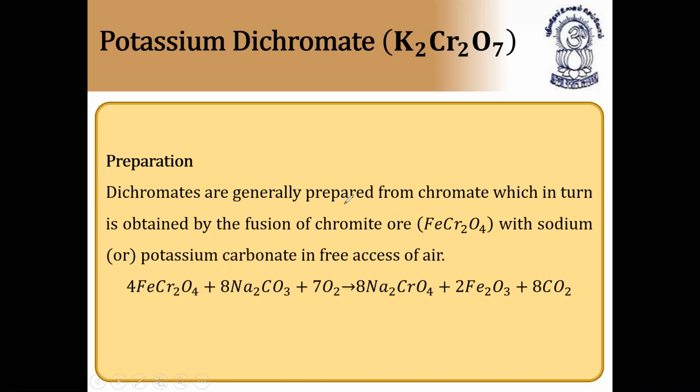Dichromates are generally prepared from chromate, which in turn is obtained by the fusion of chromite ore, FeCr2O4, with sodium or potassium carbonate in free excess of air. That is, chromite ore along with sodium carbonate and oxygen in free excess of air. Air means oxygen. It forms sodium chromate, ferric oxide, and carbon dioxide. This is called sodium chromate.